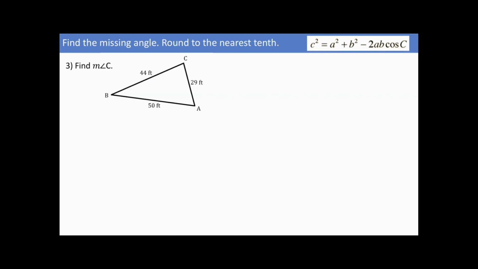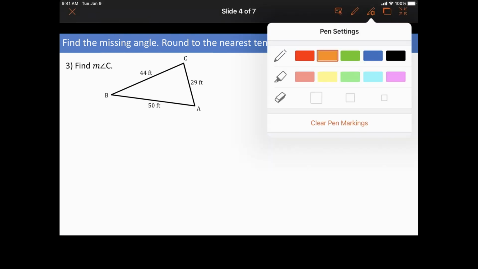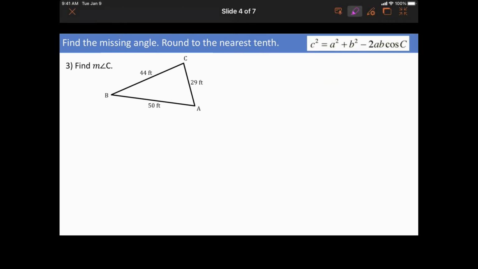Okay, so here, find the missing angle. Now, we're looking for angle C, and it's important that you know that and which one you're looking for. That will really determine where you substitute the numbers. Okay, now it's not always going to be angle C. It could be a different angle, so just be careful about that when you substitute it.